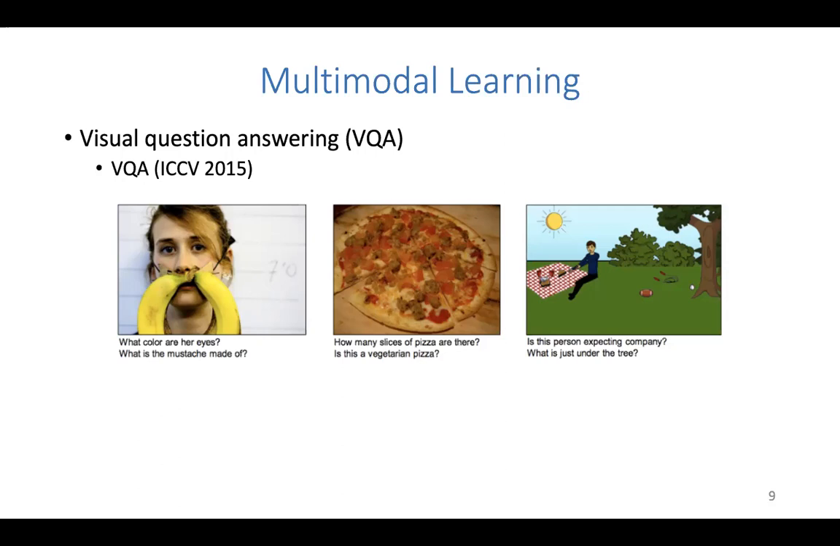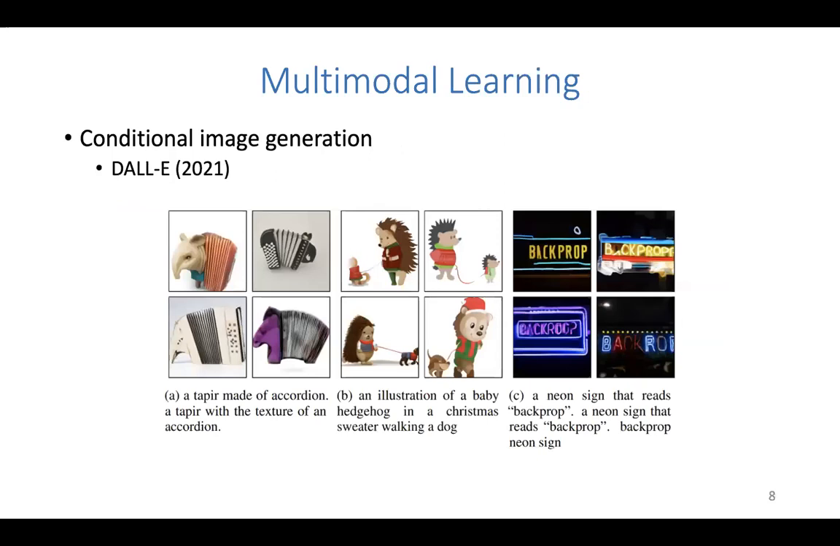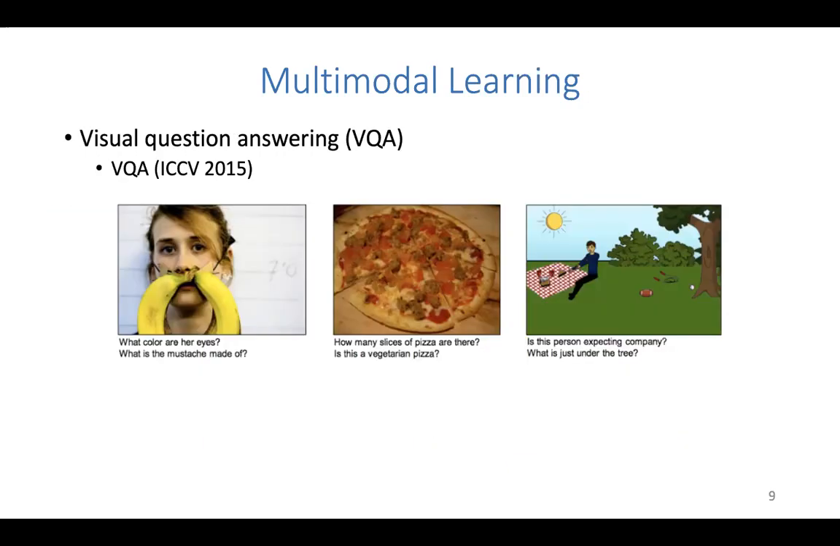And these days, when people propose a new pre-trained model for multimodal learning, they usually use VQA as a downstream task. And obviously they can use conditional image generation or image captioning as another form of downstream task. But usually VQA is the go-to task for a downstream application.